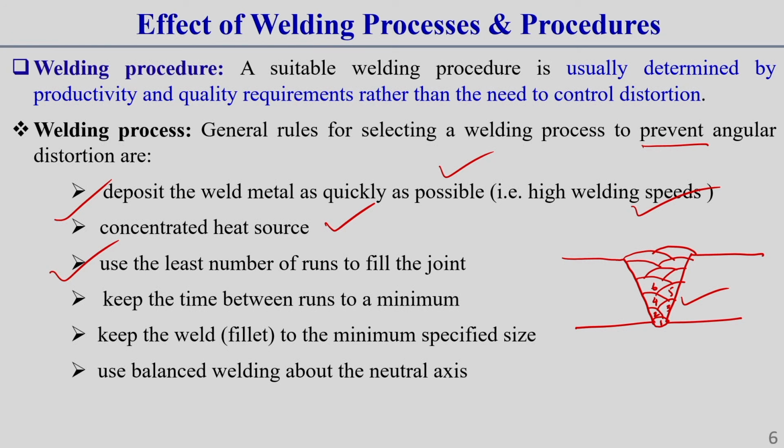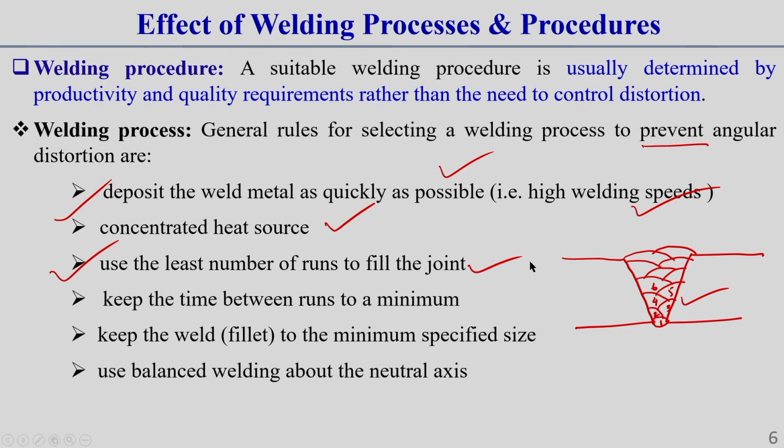You can control the distortion significantly, because if the number of passes increases, the plate zone is heated multiple times using the same heat source. But if the number of positionings of that same heat source is less, then definitely your heat input will be less. Lesser the heat input, lesser will be the expansion and contraction, lesser will be the distortion. This you should keep in mind.